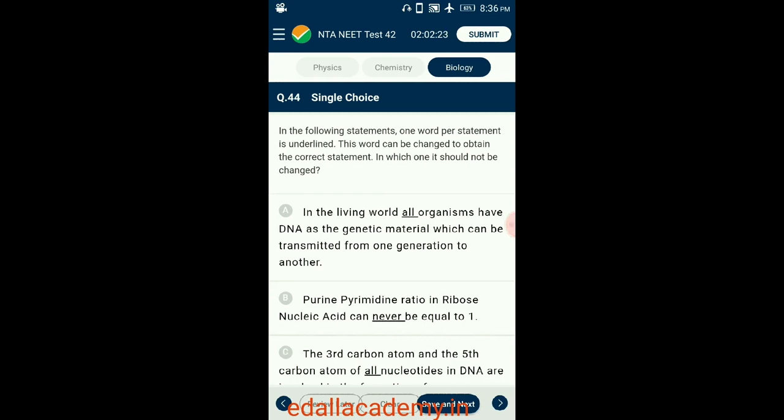Question number 44. In the statements, one word per statement is underlined. This word can be changed to obtain the correct statement. In which one should it not be changed?